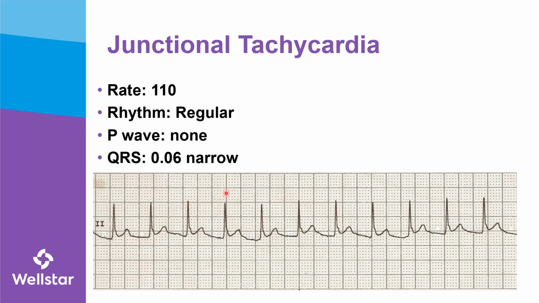Junctional tachycardia. This rate is 1, 2, 3, 4, 5, 6, 7, 8, 9, 10, 11, 11 times 10, 110. It is otherwise regular in nature. You can probably take your calipers and see that this is pretty consistent. There are no P waves here, and we're not going to measure a PR interval. And QRS, this is narrow complex tachycardia. It's between 0.06 and 0.12 seconds.